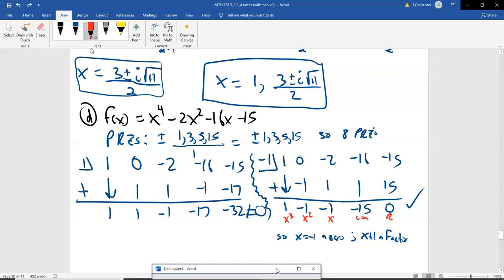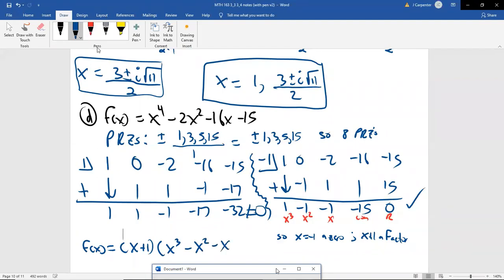All right, so f of x, I said switch it to blue, you silly program. It will now be, instead of writing what we have in black ink, the factor we just found, x plus 1. If negative 1 is the 0, x plus 1 is the factor. X plus 1 is the thing we divided by here. Then open a parentheses and write your quotient, which is 1x cubed minus 1x squared minus 1x. I don't need to write those ones though, and then minus 15.